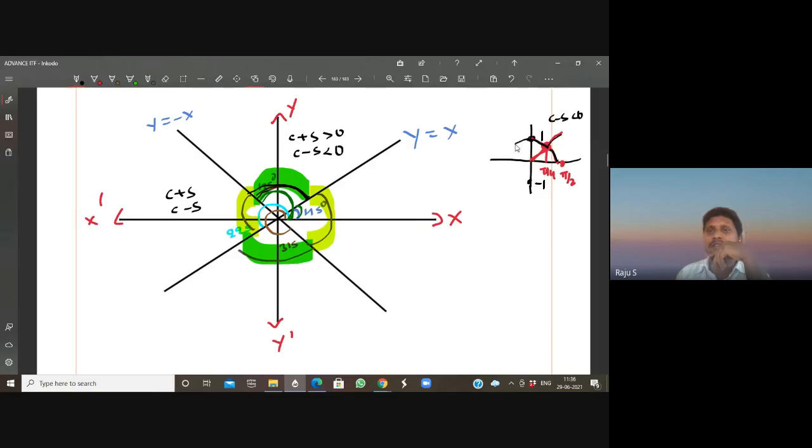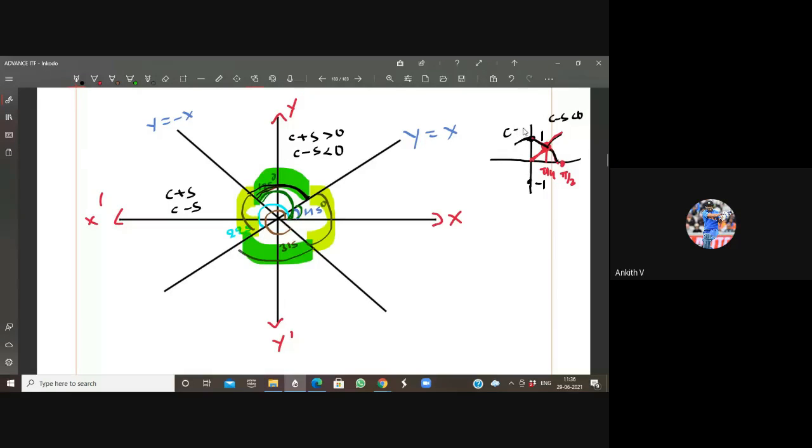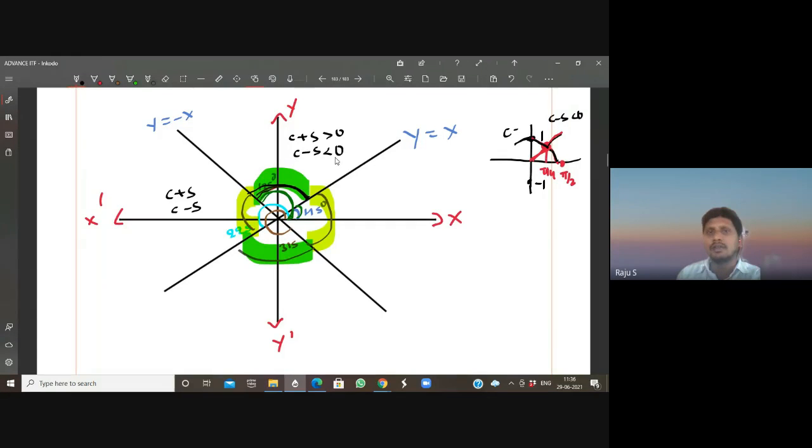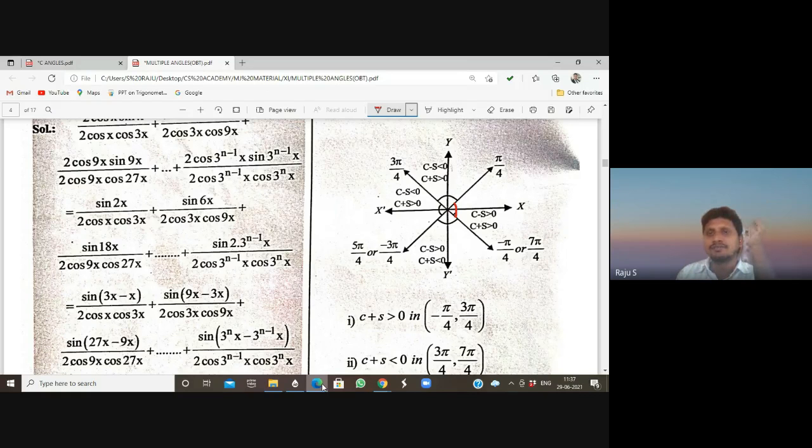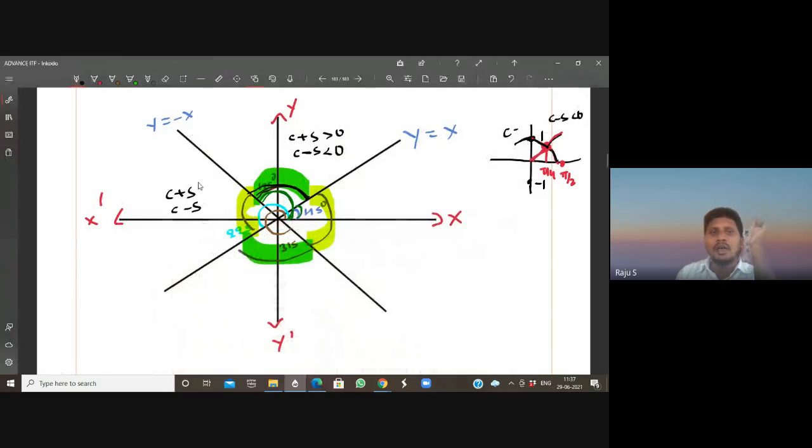When we come to the second quadrant, already C is negative. Sine is positive, but with the minus sign, both will be negative, sir. C again negative. Anyhow, C minus S is lesser than 0 or not? Yes, sir. Obviously. So even if you see that here, it is lesser than 0. Why?